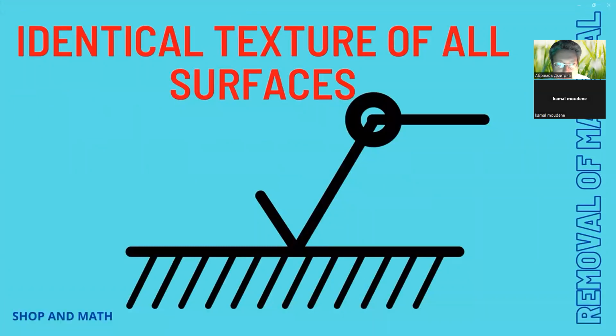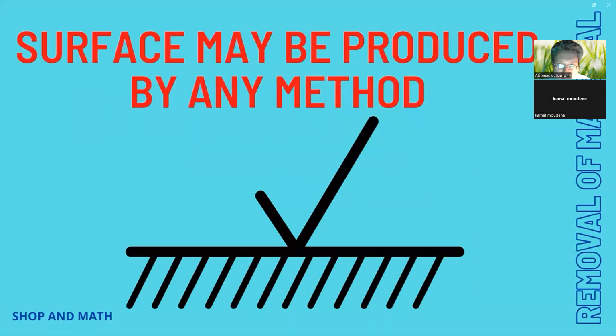Identical surface texture all over. This is one of the newest surface texture symbols, and you probably don't have it in your textbook. But that little circle around the bent elbow means all over. Surface may be produced by any method. When this symbol is by itself without any accompanying symbol like a lay symbol, it can be produced by any method, meaning any type of machining.